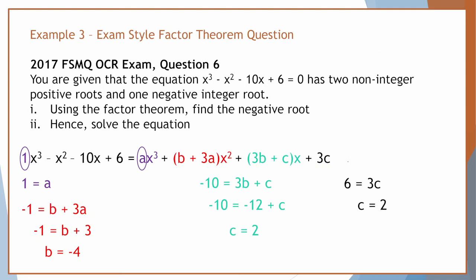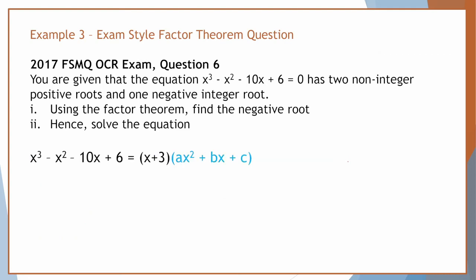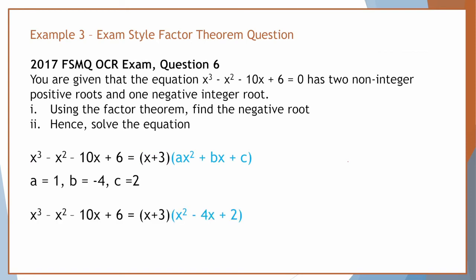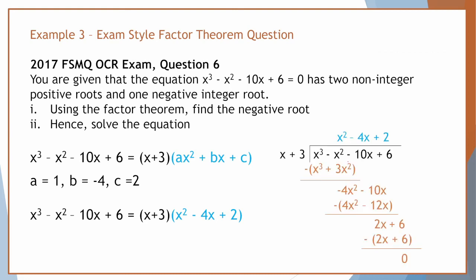We can go back and substitute these into the original function that we described earlier on. So we've got a equals 1, b equals negative 4, c equals 2. If we substitute them in, we end up with x cubed minus x squared minus 10x plus 6 is a product of x plus 3 and x squared minus 4x plus 2. So this is what we had when we used the original polynomial division method. So you can see that we can use either method and it gives us the same answer.